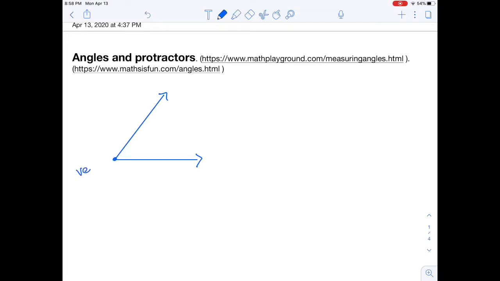The point where they intersect is called the vertex. The two sides are known as sides, or sometimes arms. Initial side and terminal side if we're rotating. We might have points on our rays and name this angle ABC, where always the point in the middle of our list of letters here is the vertex.